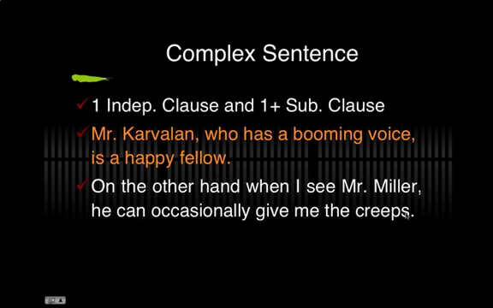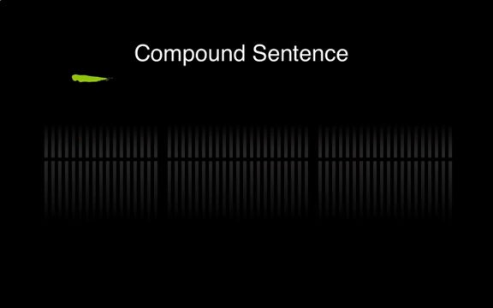Now remember, it's a 1 plus subordinate clauses. So some of those sentences we were doing, like when we were doing noun clauses and the adjective adverb clauses, where you saw a couple different subordinate types and then independent, those would be complex as well. You could have as many subordinate clauses as possible, but you must only have 1 independent. The third of our 4 types of sentence is the compound sentence.